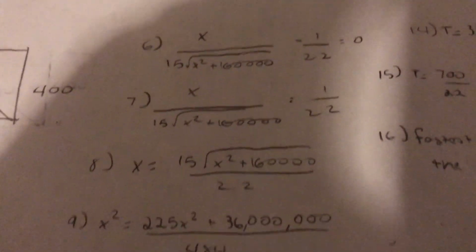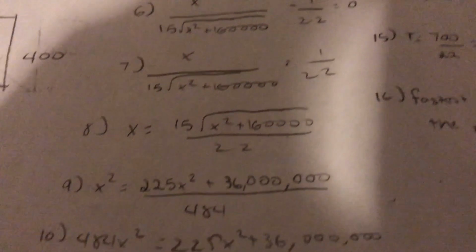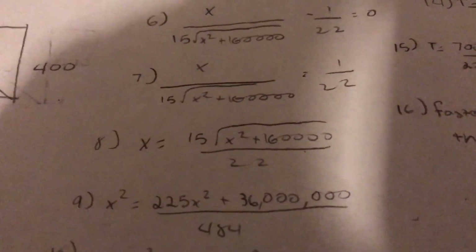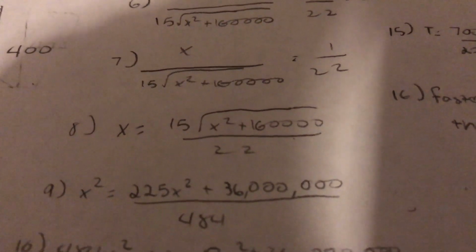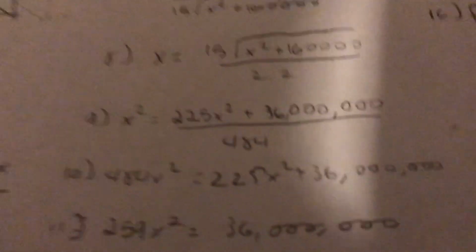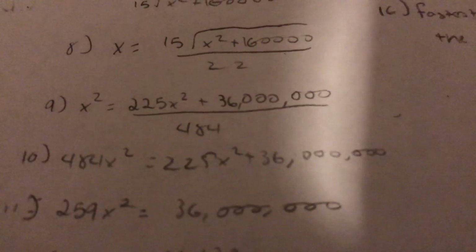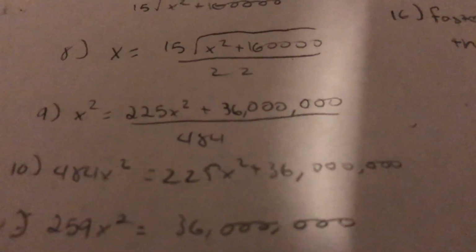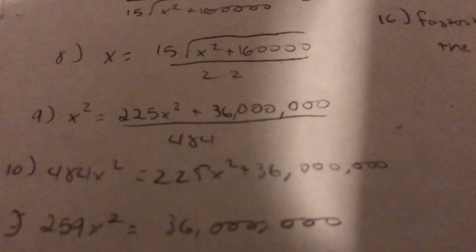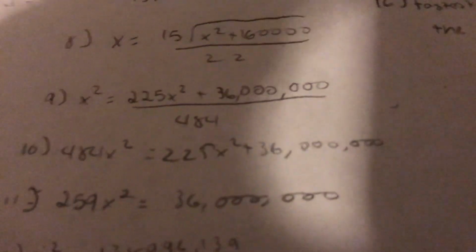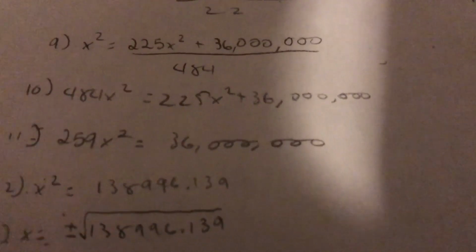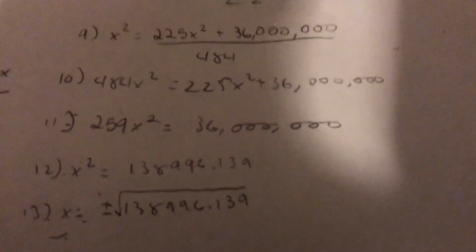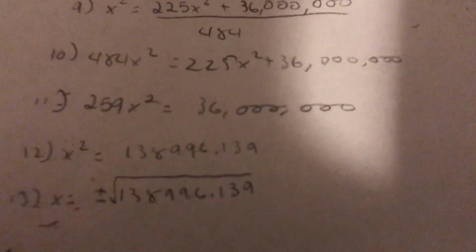Now moving on, we continue to solve it. We set it equal to 0, and then you cross multiply, or just bring the square root function to the other side, and then you square both sides, so you get x squared is equal to 225x squared plus 36 million over 484. Once you do that, you can multiply both sides by 484 and then solve for x squared, or isolate the x squared.